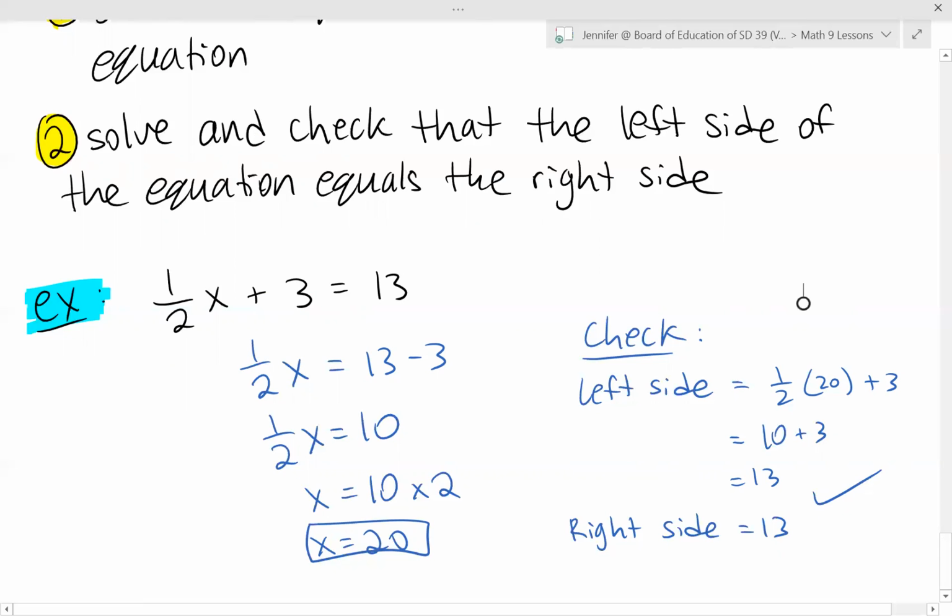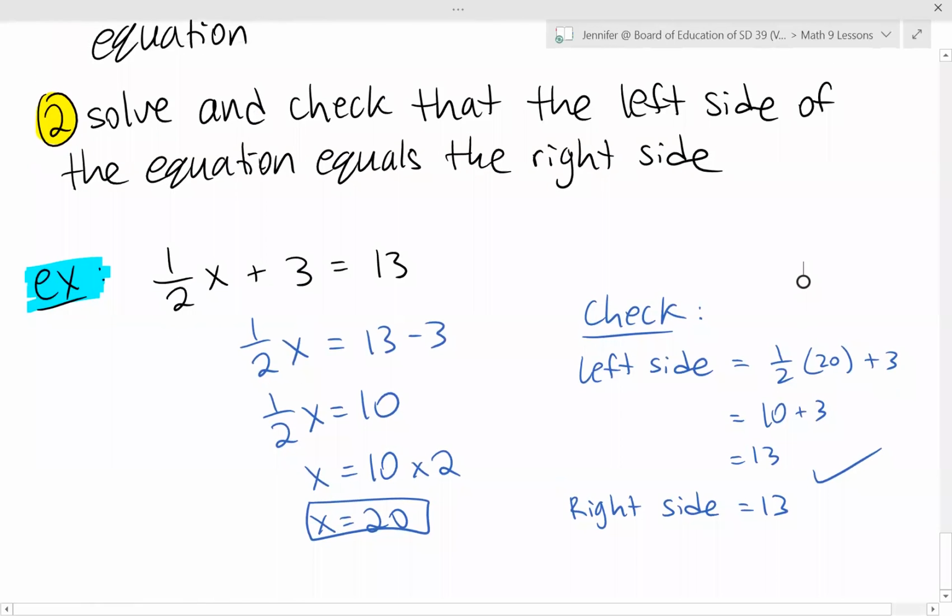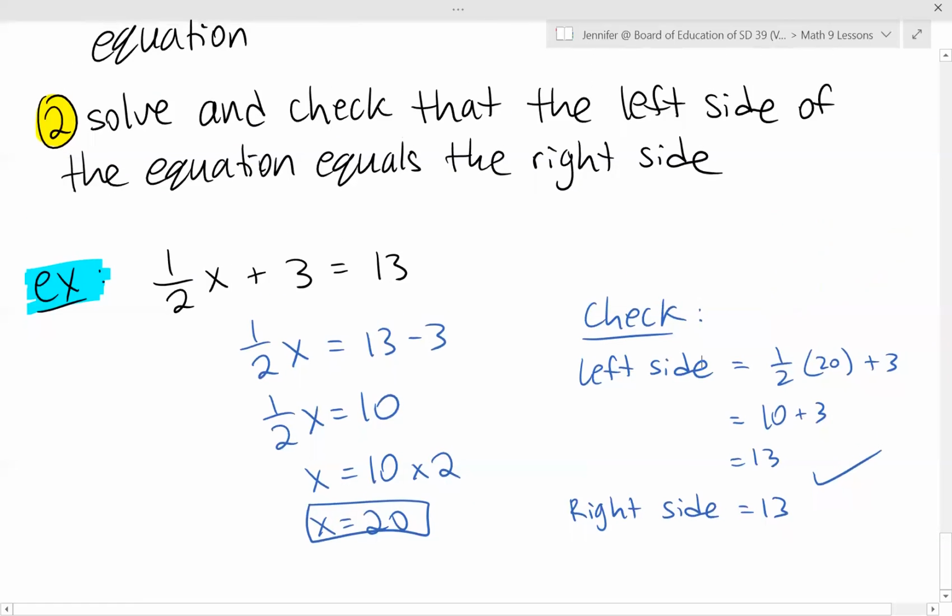If we had done this incorrectly, let's say we had got x equals 16. If x was 16 and we tried it, we would say, okay, 1/2 times 16 plus 3, this is 8 plus 3, this is 11. That's the left side, but the right side is 13. These do not match. That means we must have done something incorrectly, and then you would go back and double check your work until your check does have left side equal right side. So that's what's nice about this chapter, is you can always check if you've done the work correctly.